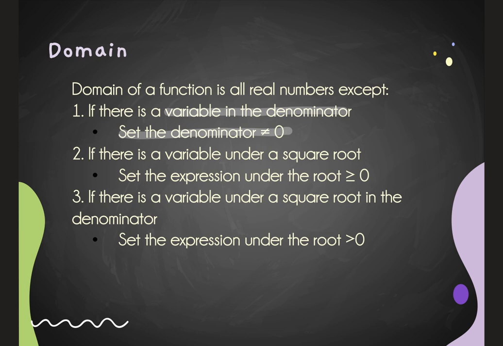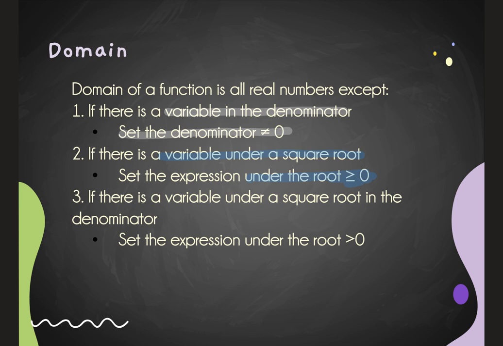The second case would be if there's a variable under a square root. And in that scenario, we set the expression under the root greater than or equal to 0. Let's think about why we do that. What happens if there's a number that is less than 0 under a square root? It's an imaginary number, right? Those i's we haven't gotten to yet, but those are not real numbers. Those are not values that would show up on a graph. So those also restrict our domain.